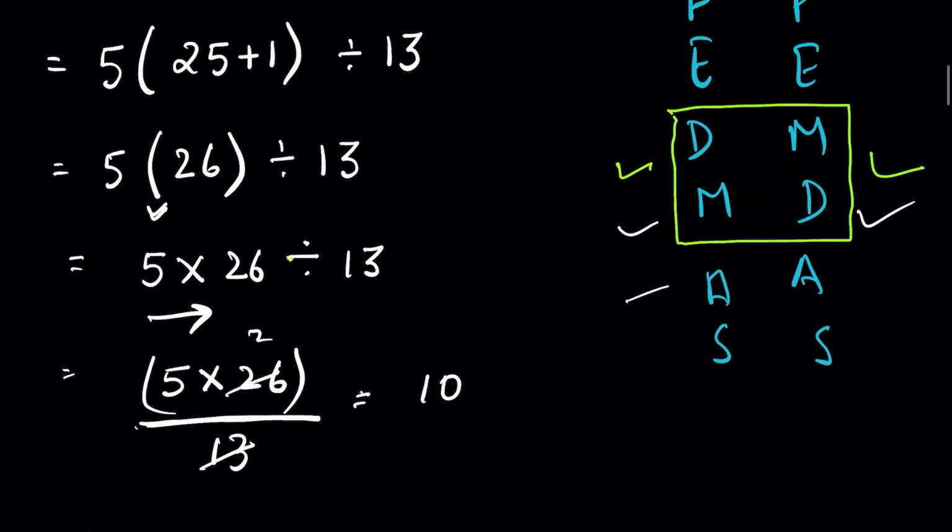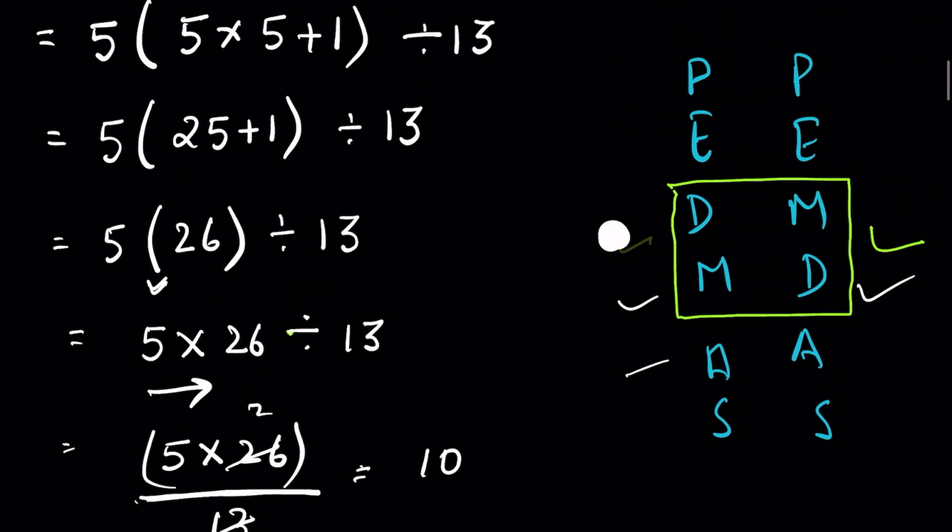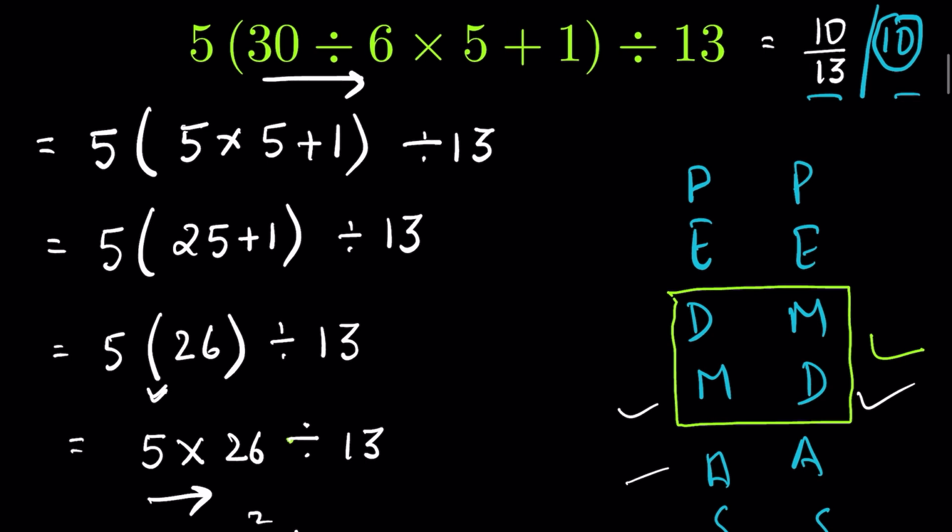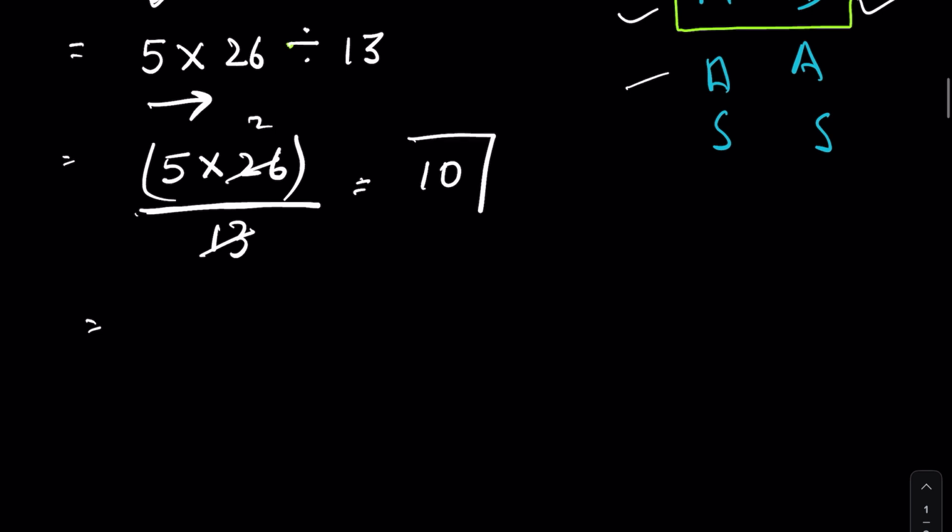So answer is 10. In PEMDAS we got the correct answer because coincidentally division is written first, and from left to right we have division first. Therefore correct answer will be 10 and not 10 upon 13.